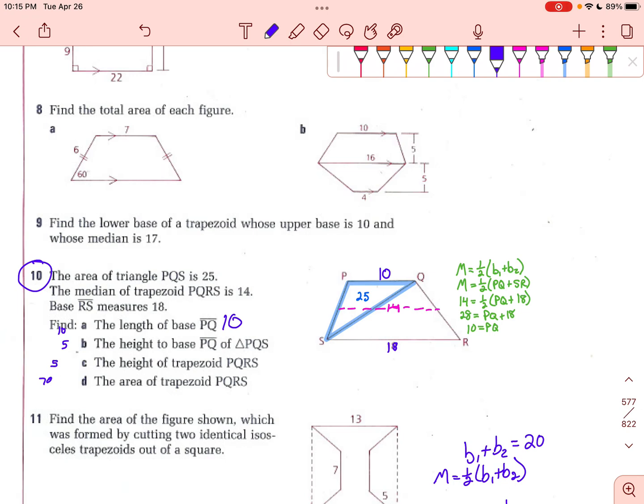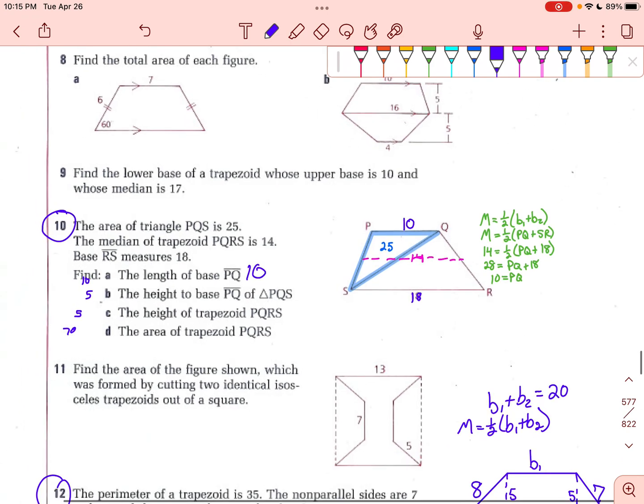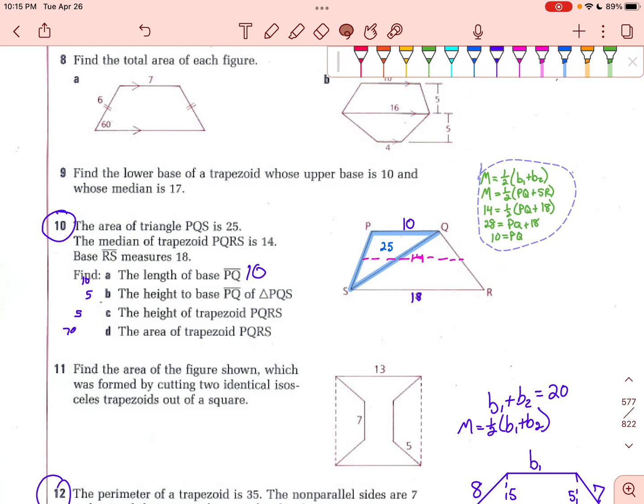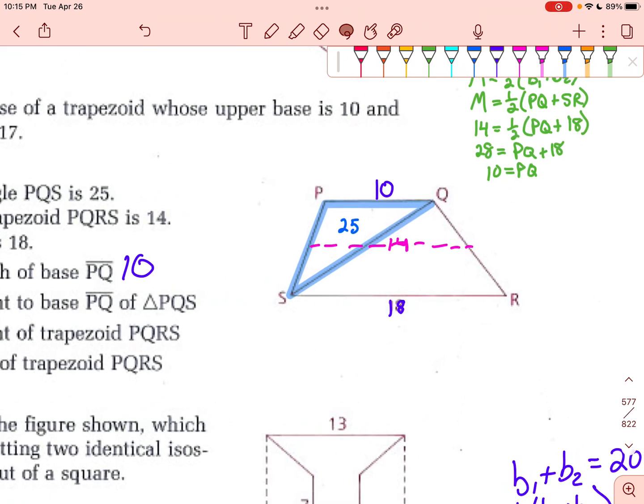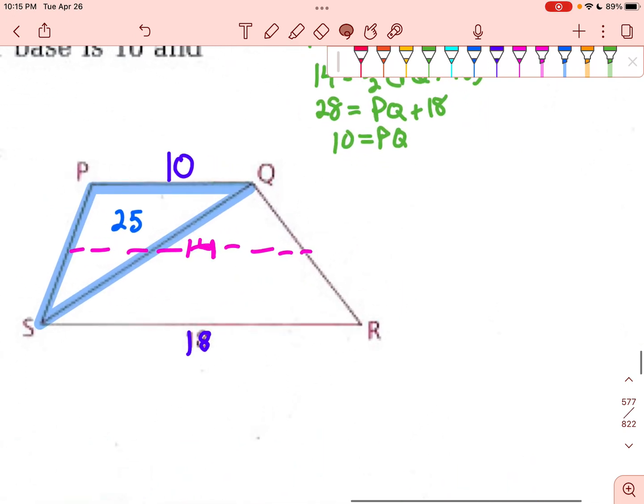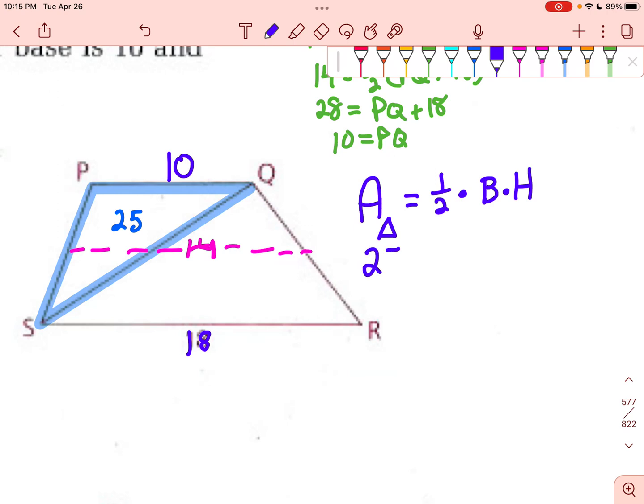The next thing, it asked me to find the height. So to find the height, I'm going to go to this triangle right here. So it says triangle PQS has an area of 25. Okay, so let's keep in mind that the area of a triangle is equal to 1/2 times the base times the height. They're giving me that the area is 25.